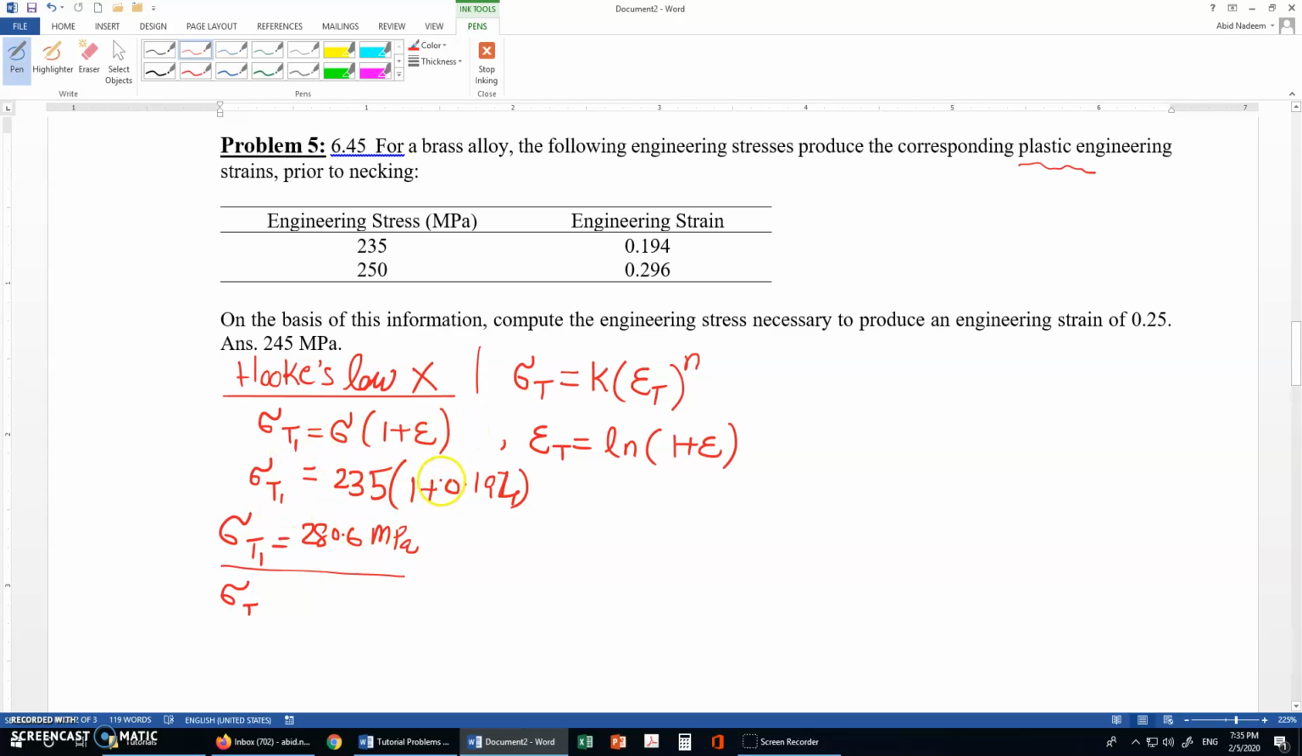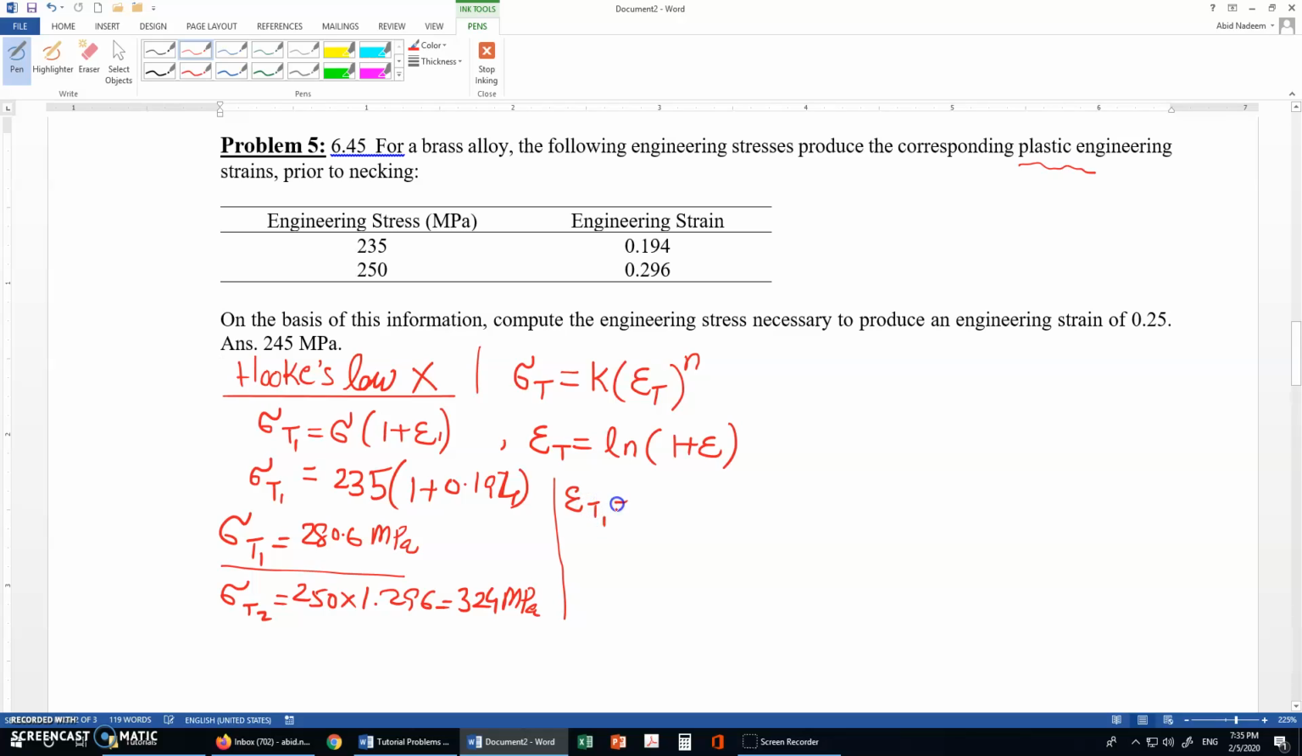Similarly, the other value for the true stress, let's say sigma T1 and sigma T2. The other value will be 250 times 1.296. So it will be equal to 324 megapascal. So now I have determined this true stress, and I can also determine the true strains for these two conditions.